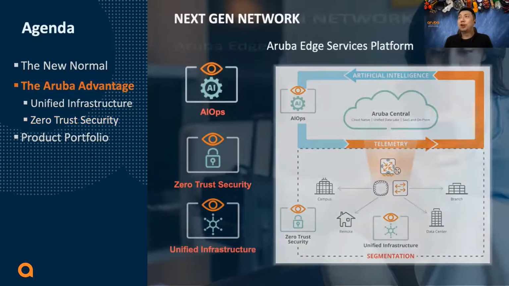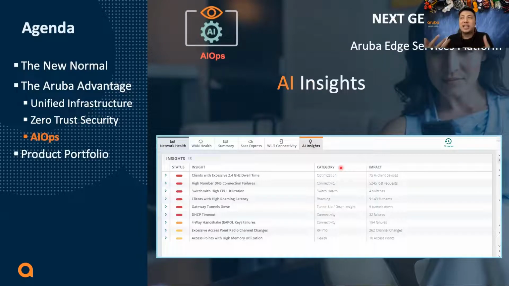So let's talk about AI ops now, artificial intelligence. Because we host our data in the cloud, we collect all that data, and we're able to give you insights on how your hotel network is performing. If it's underperforming, we'll give you a recommendation for optimization. If there are things we can recommend to help you solve problems, we will tell you here as well. These are some of the examples that you can see here.